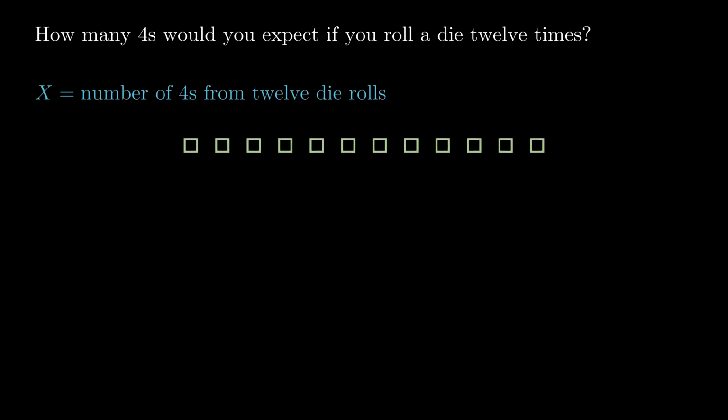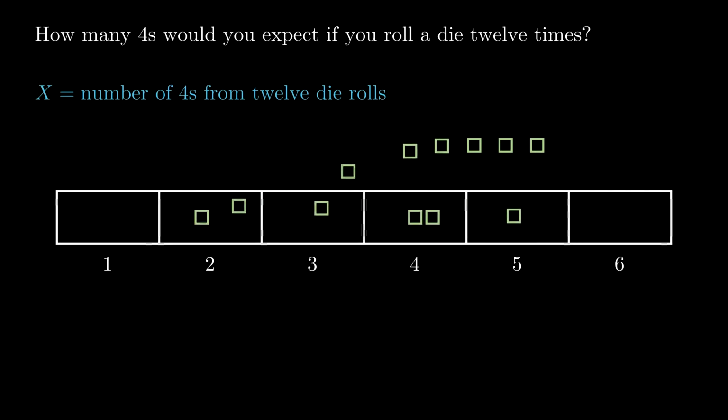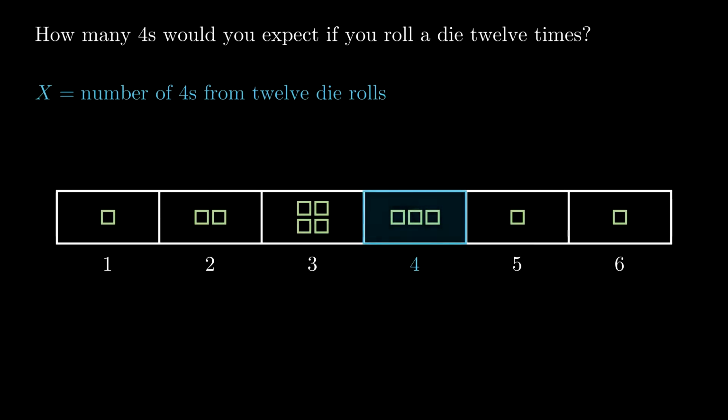So here are the 12 die rolls with these 12 little green boxes here, and the possibilities can be visualized by listing each of the possibilities from a single die roll, the numbers from 1 to 6, right? And each box is the same size, because for a normal die, the 6 outcomes are equally likely. Then we can picture rolling the die 12 times as distributing those little green boxes at random, say like this. Then we can see how many rolls landed inside the 4 box, which would be these 3 here.